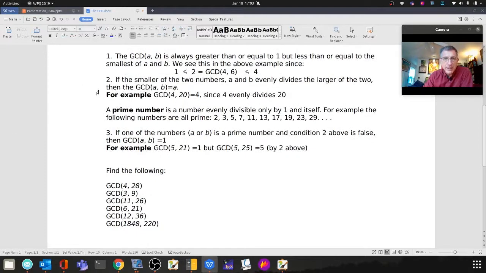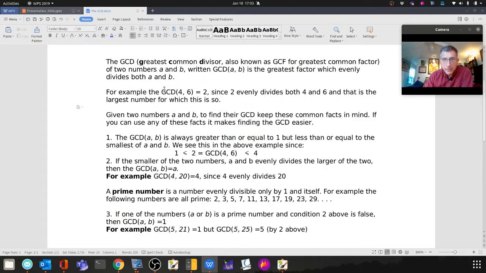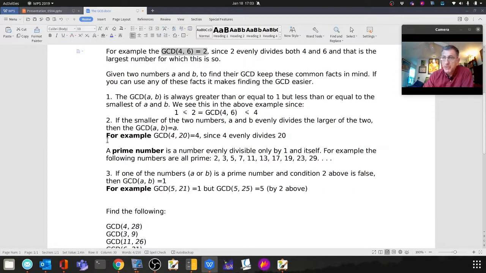So the first fact is that the GCD of two numbers, A and B, is always greater than or equal to 1, but less than or equal to the smallest of the two numbers, A and B. We see this in the above example, since 2 is the GCD of 4 and 6, and 2 is greater than 1, but less than or equal to 4, which is the smaller of the two numbers. So that's always something to remember.